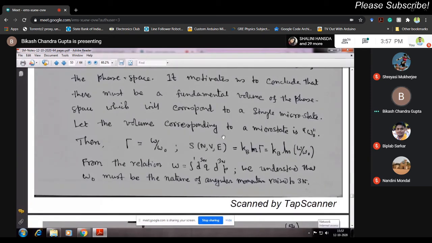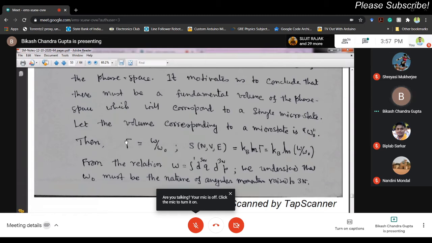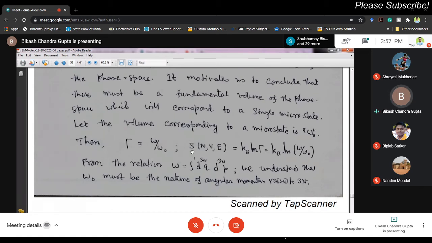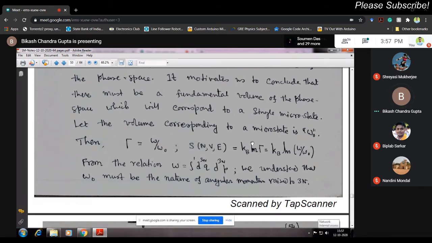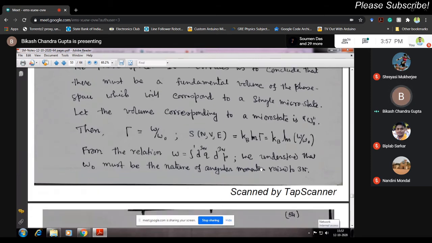Whatever I said is given here. Gamma, the number of microstates, equals omega by omega naught, if this omega naught is treated as the fundamental little volume which will correspond to one microstate. Therefore S is k ln of gamma, that is k ln omega by omega naught, and omega is of course the integration of d^3n q d^3n p.